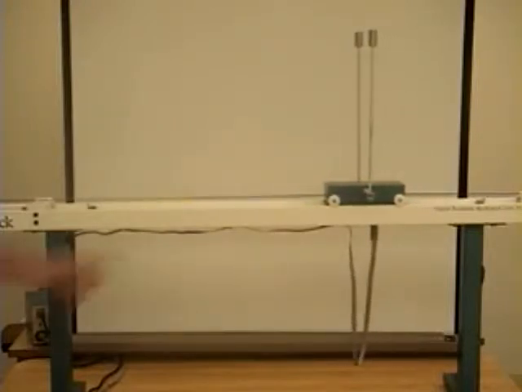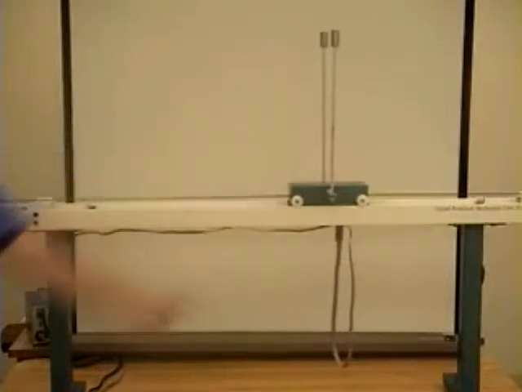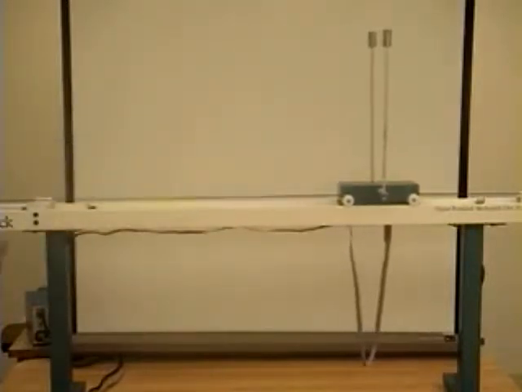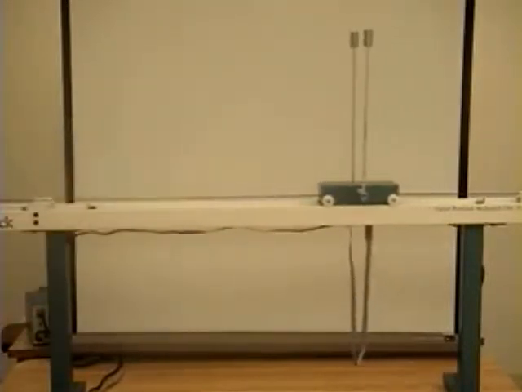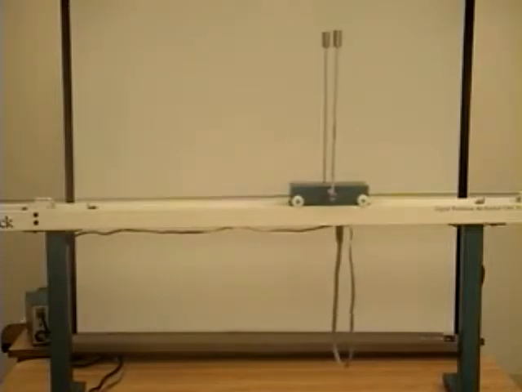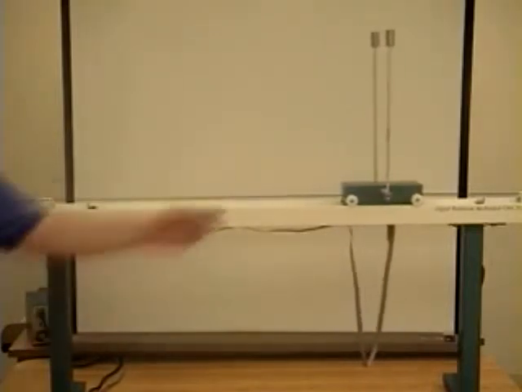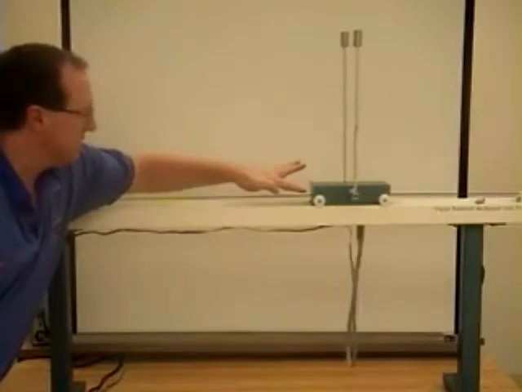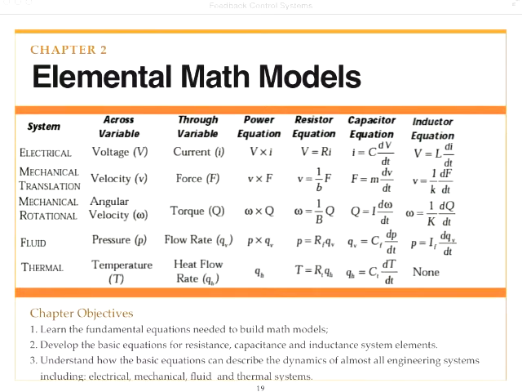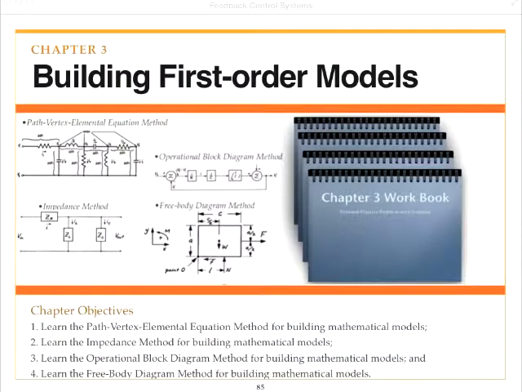How do such systems work? Well, this book takes the mystery out of automated feedback control systems. It teaches you how to design these systems in a systematic, step-by-step manner. We start with the basic mathematical building blocks of electrical, mechanical, fluid, and thermal systems. Next, we show you how to use these building blocks to construct mathematical models of complex real-life systems.